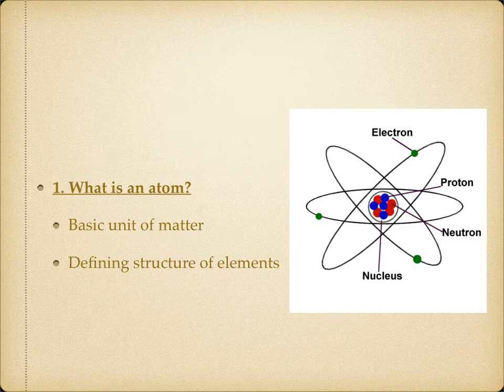Okay, for number one, what is an atom? An atom is a basic unit of matter. It's the smallest unit of matter, and it's the defining structure or the elementary structure for all of the elements that would be on the periodic table.